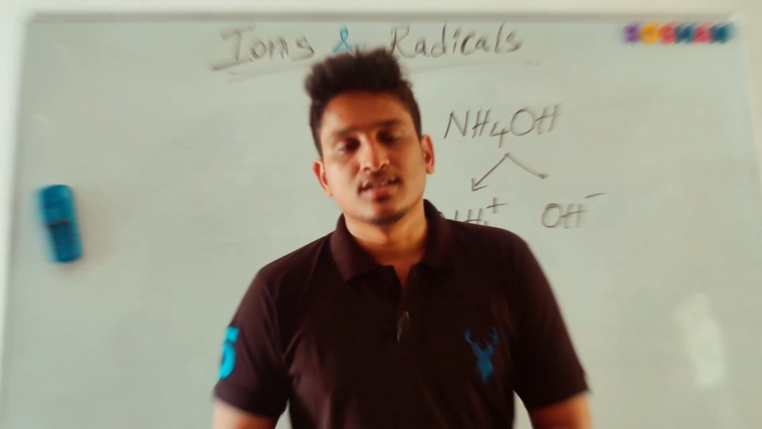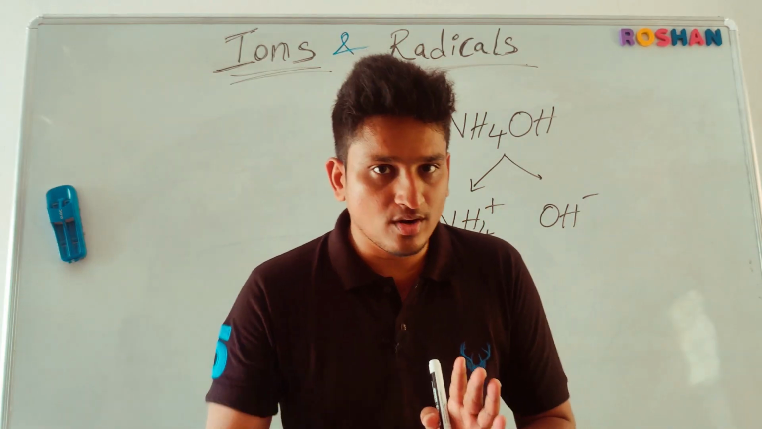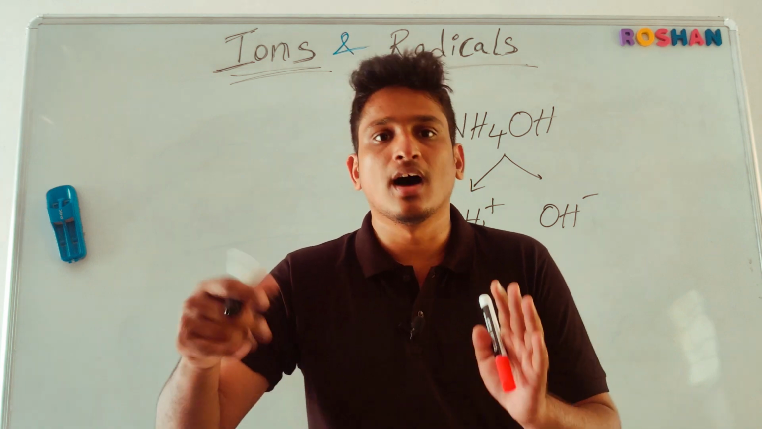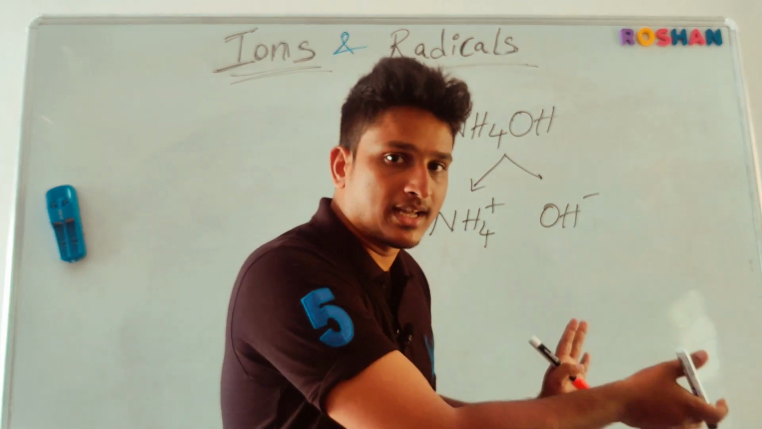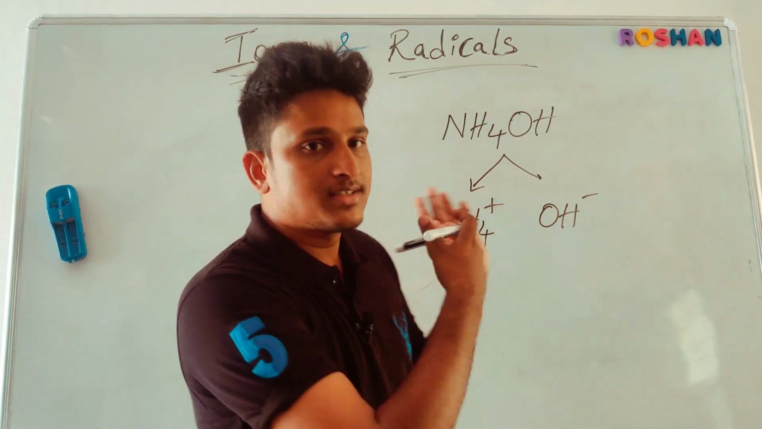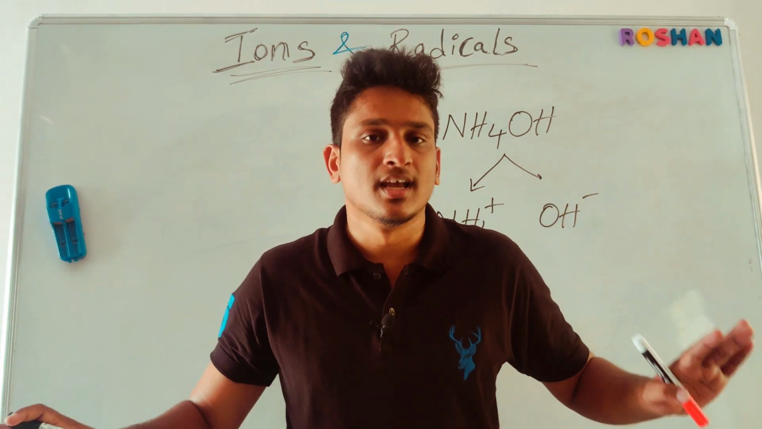Got the clarity, students? So I hope you got the clarity between an ion, a cation, an anion. How do they form? When do they form? Why do they get the charge? And what is a radical? When will the radicals form? What is the difference between ions and radicals? Everything we discussed in this video.